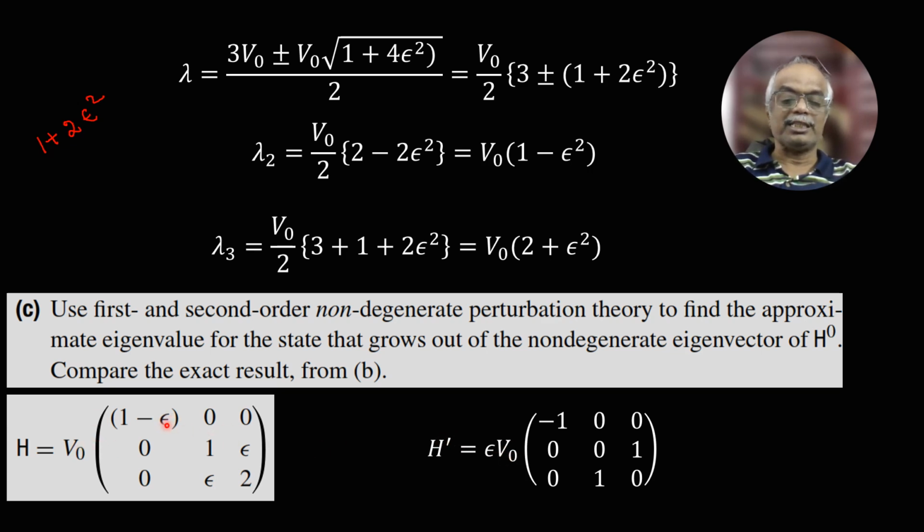So already v naught is here. This epsilon is minus epsilon, so this will become minus 1. This is an unperturbed state, so the energy correction is 0. Here also an unperturbed state. This 2 also will become 0. This is epsilon 1 and this is epsilon 1. So the perturbed Hamiltonian can be written as epsilon v naught times the matrix minus 1 0 0, 0 0 1, 0 1 0.